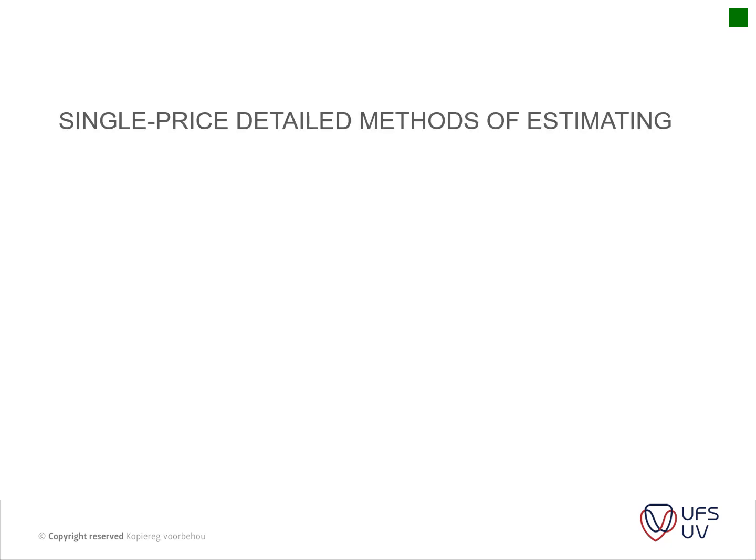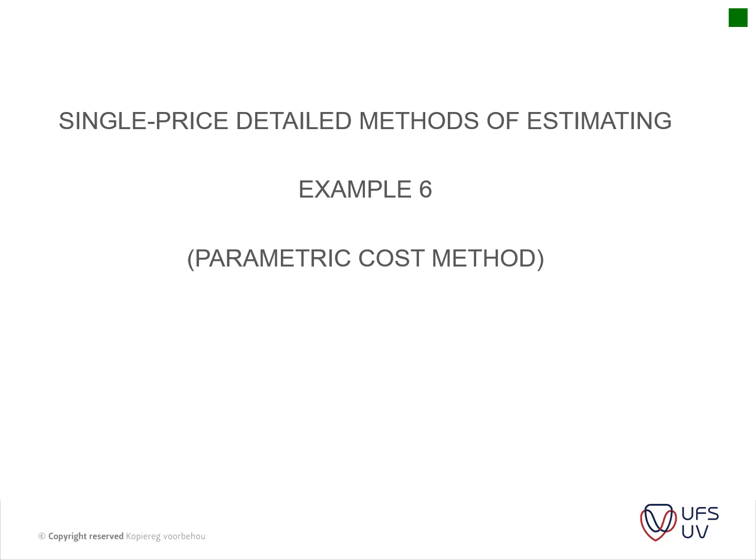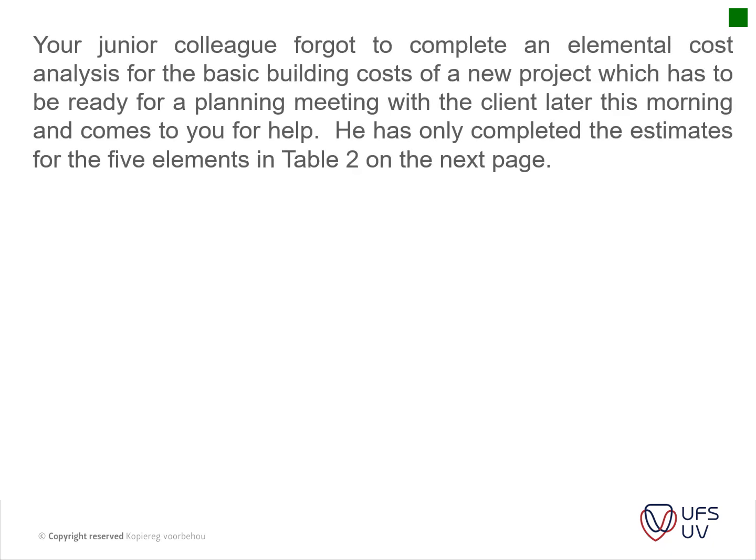We're going to look at the single price detailed methods of estimation, example 6 in your appendixes. We're going to look at the parametric method. So the first example that we've got here is your junior colleague forgot to complete an elemental analysis for the basic building cost of a new project, which has to be ready for a planning meeting later that morning, and comes to you for help.